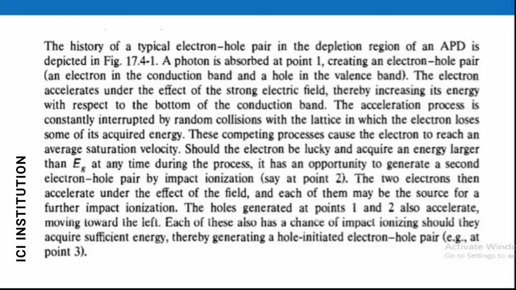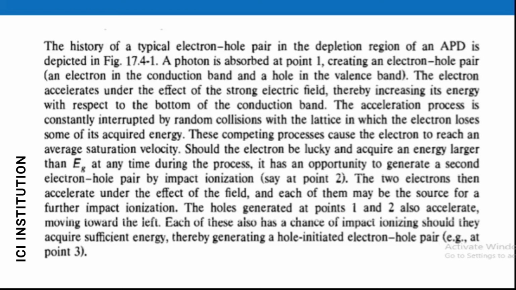These competing processes cause the electron to reach an average saturation velocity. Should the electron be lucky and acquire an energy larger than Eg at any time during the process, it has an opportunity to generate a second electron-hole pair by impact ionization. The two electrons then accelerate under the effect of the field, and each of them may be the source for a further impact ionization. The holes generated at points 1 and 2 also accelerate, moving towards the left.